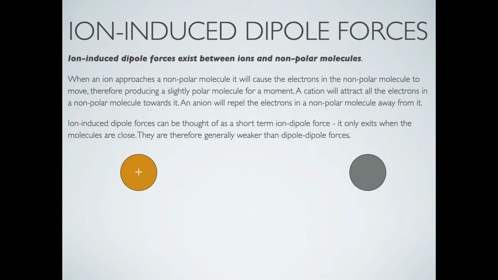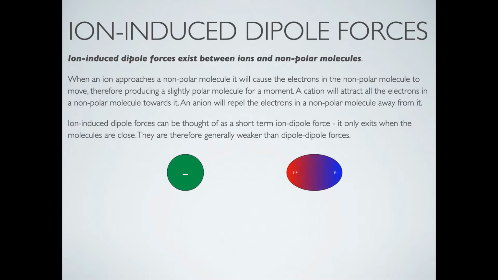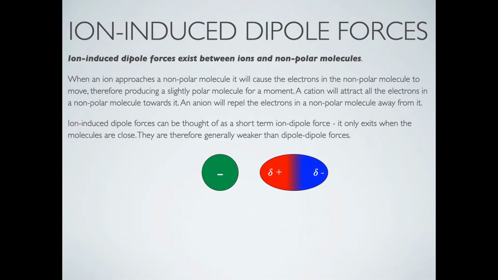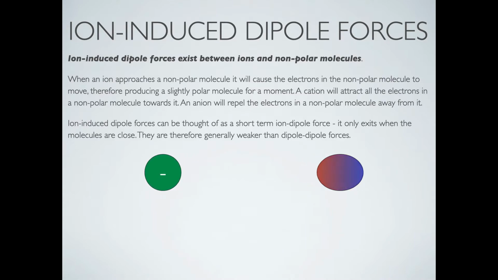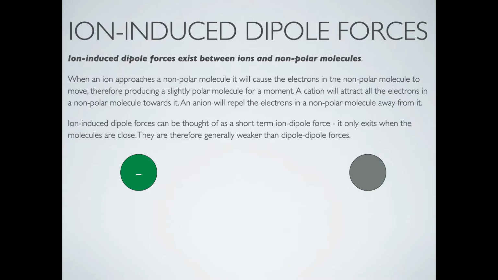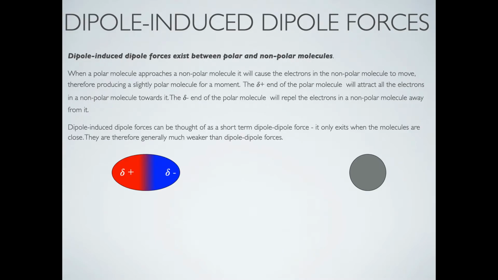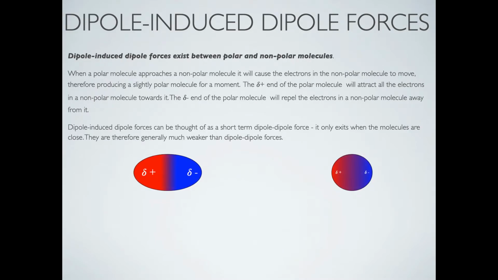I've done exactly the same thing with an anion. Okay, this one will repel the electrons to the opposite side of this non-polar molecule to make it polar. So the partial positive is closer to the permanent negative, and the partial negative is on the opposite side. And now they're moving away, and it's going back to its non-polar state. Okay, and we also have another one.